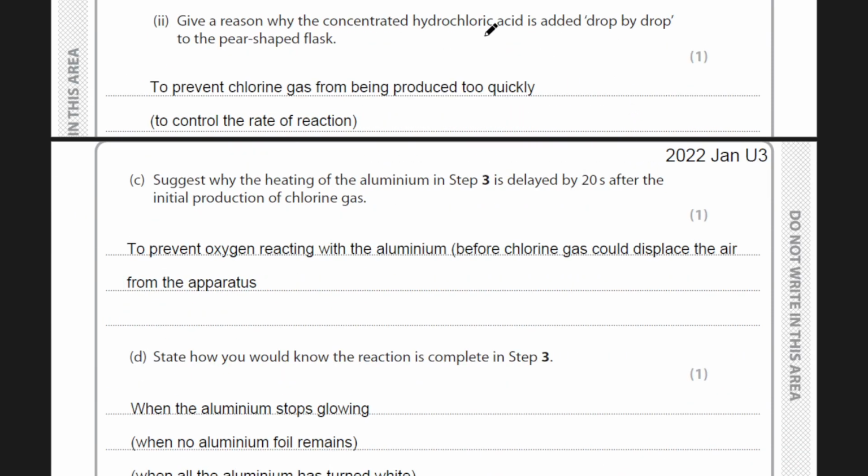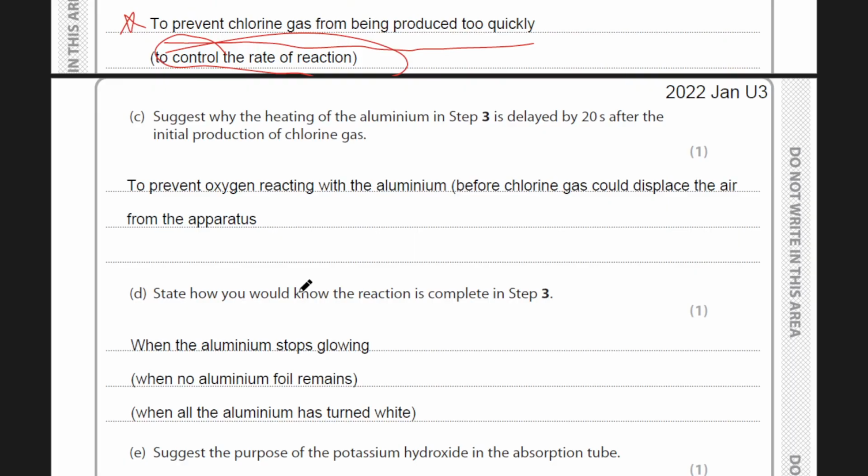Give a reason why the concentrated hydrochloric acid is added drop by drop. Drop by drop is gradual, slow. It's very important because it prevents the chlorine gas from being produced too quickly, which we do not want. Because if chlorine gas is produced very quickly, then we won't be able to control the rate of reaction, and the measured values will have a greater level of inaccuracies in our calculations.